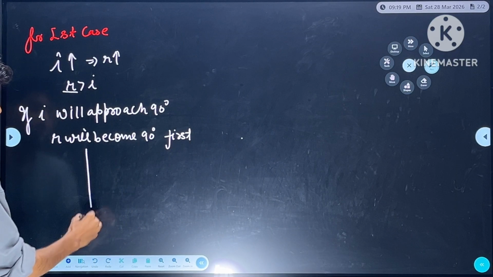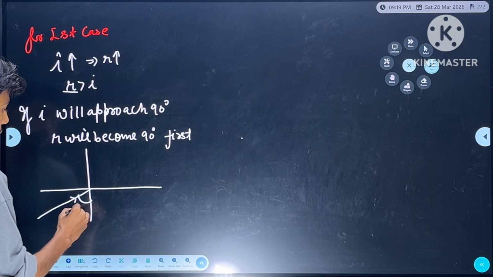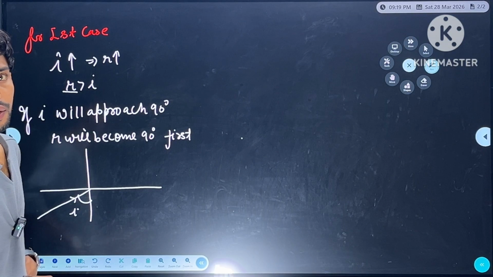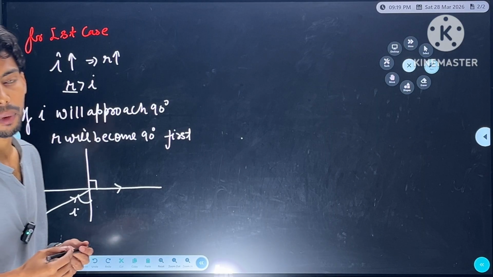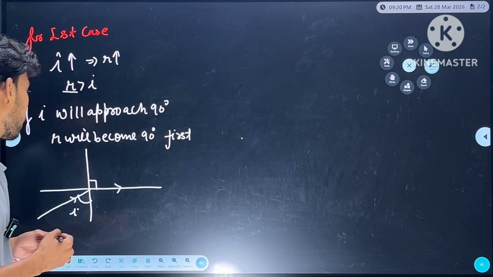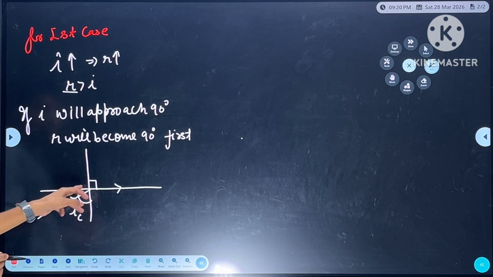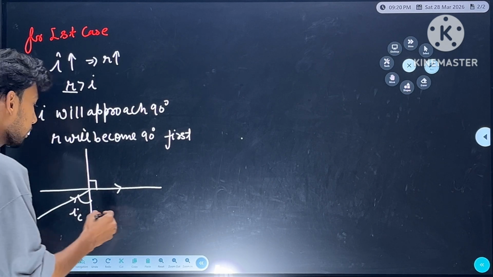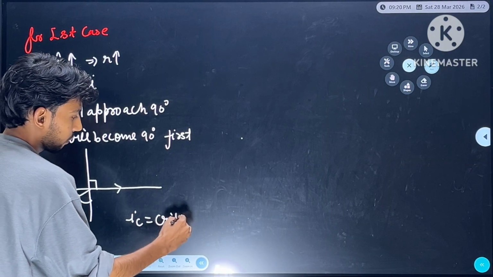What does that mean? That means there will be some angle of incidence, right? Let me write this is angle of incidence, for which this angle of refraction will become 90 degree, right? That means this light ray will be refracted along the boundary of the two media. So in this case, this angle for which the angle of refraction becomes 90 degree is nothing but that angle IC, which is called critical angle, right?